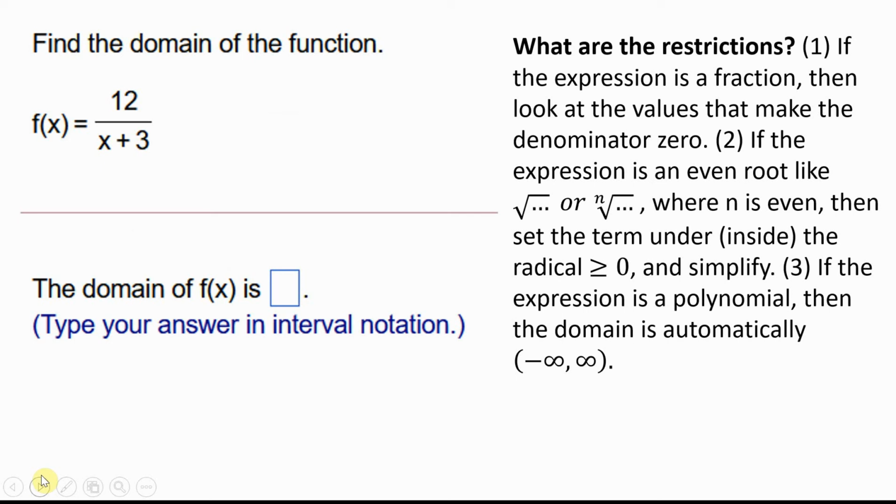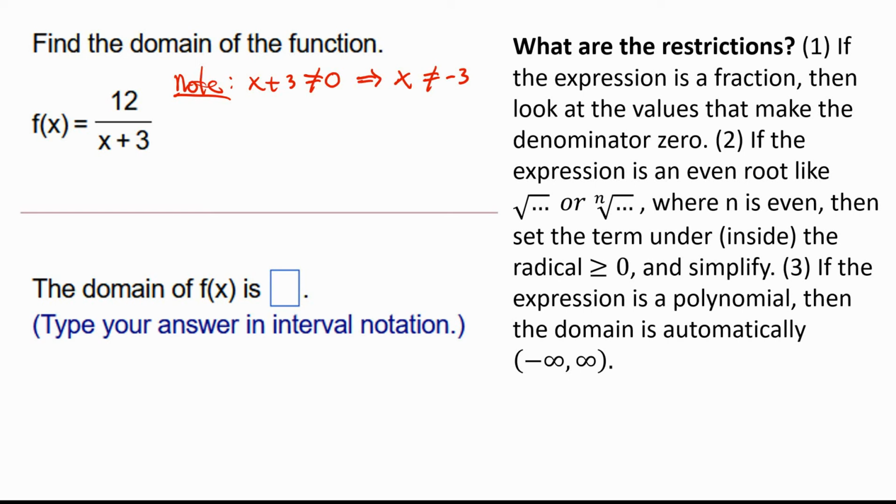Now, for this problem, do you see the problem? Notice here that x plus 3 cannot equal 0, right? Because if x plus 3 was 0, I would have 12 divided by 0. So we note here that x plus 3 cannot equal 0. Well, this implies that x cannot equal negative 3. So on the number line, we're going to exclude negative 3 and include all the other numbers.